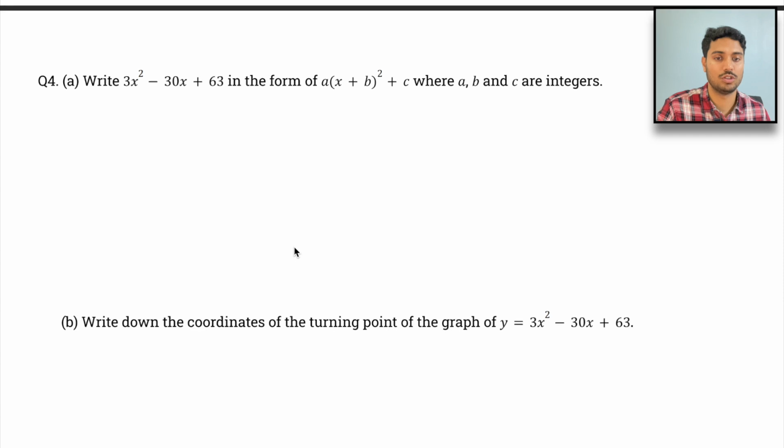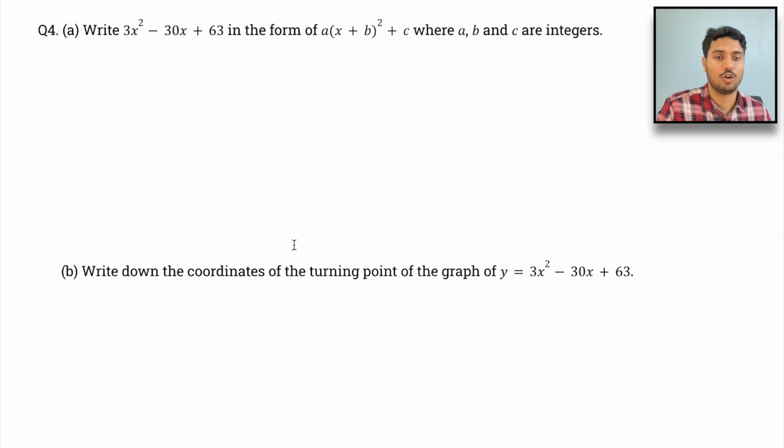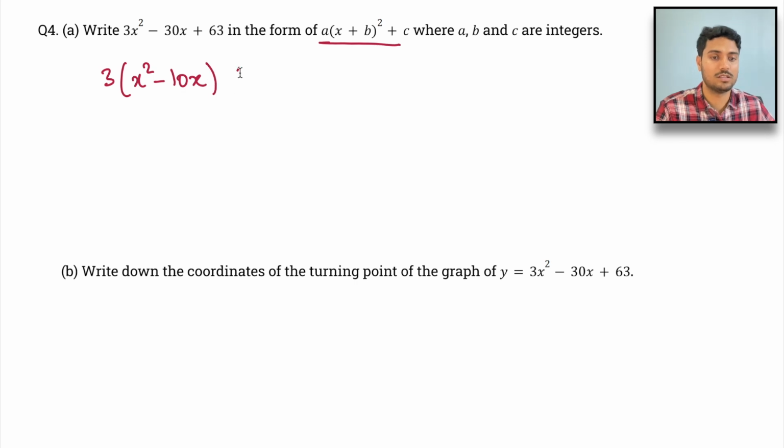Let's move on to question number 4 now. Question number 4, we have 3x square minus 30x plus 63, and we have to rewrite in this form. So let's check. Again, we have to make coefficient of x square as 1, so I can take 3 common because I can clearly see 30 is also a multiple of 3. So 3 times x square minus 10x, and I want to keep this 63 outside.